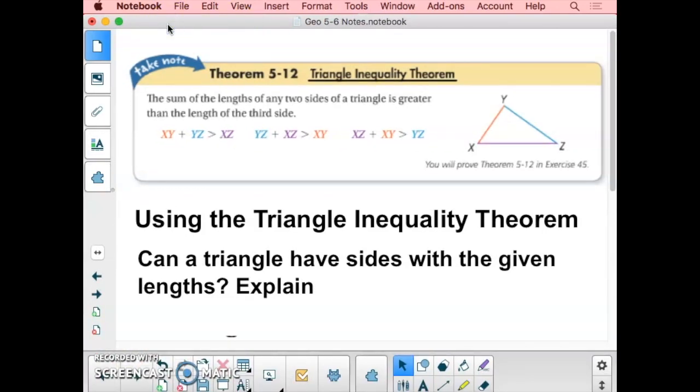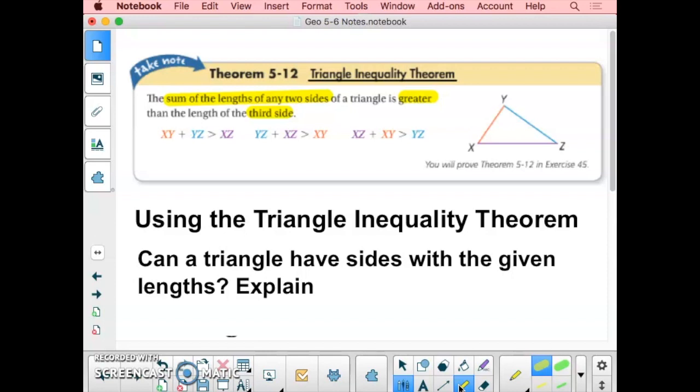So this is going to help you decide whether or not a set of three sides can be a triangle or not. What it says is that the sum of the lengths of any two sides of a triangle, okay, if you take any two sides, add those together, it has to be greater than the third side. All right, any two sides added to each other have to be bigger than that final side.